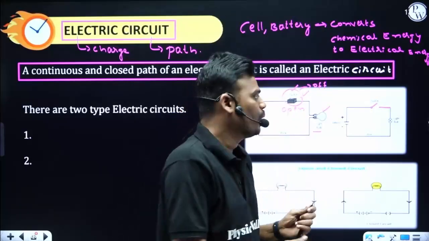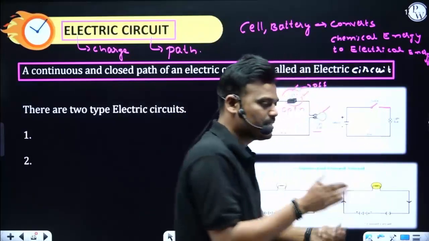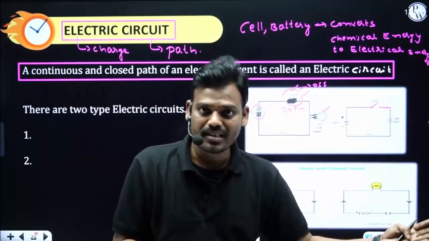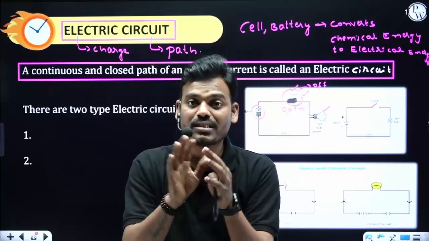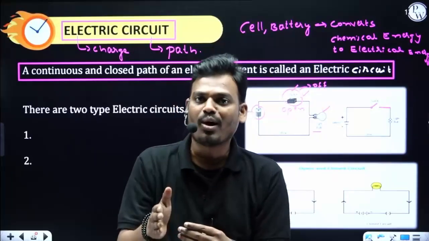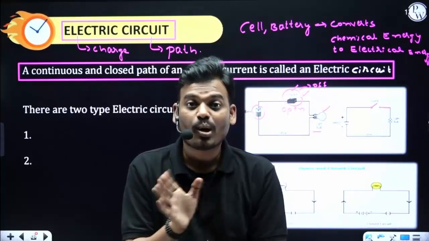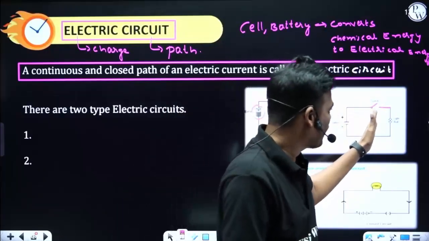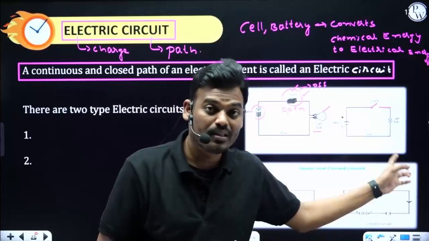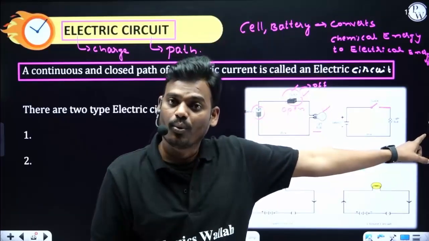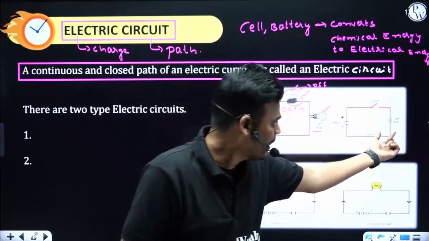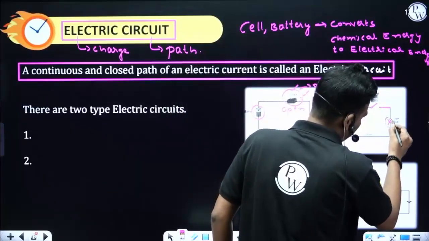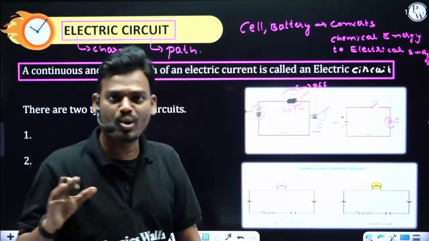In the same way, when this path is open, that means there is no bridge. Is it possible for the village people to cross that? Other methods are there, but I'm talking just in terms of a bridge. If there is only one option, that is the bridge, it is not possible for the village people to cross that river. In the same way, the charges cannot pass through it. So the current will not flow. When there is no current, the bulb will not glow. That is the reason we have indicated it with a cross. That means the electric bulb is not operating.